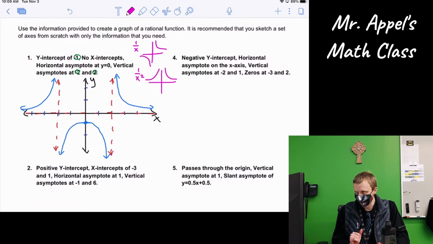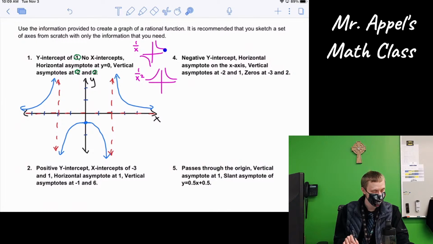All right? Yeah? That's what we have. Like, look at half of this graph. That is that shape. Right? Okay.